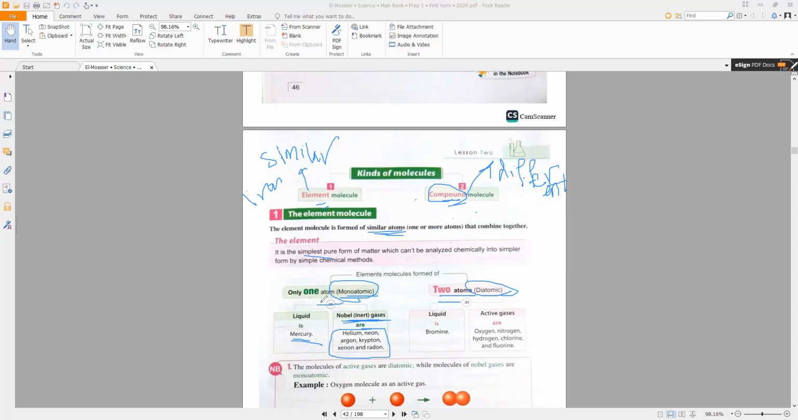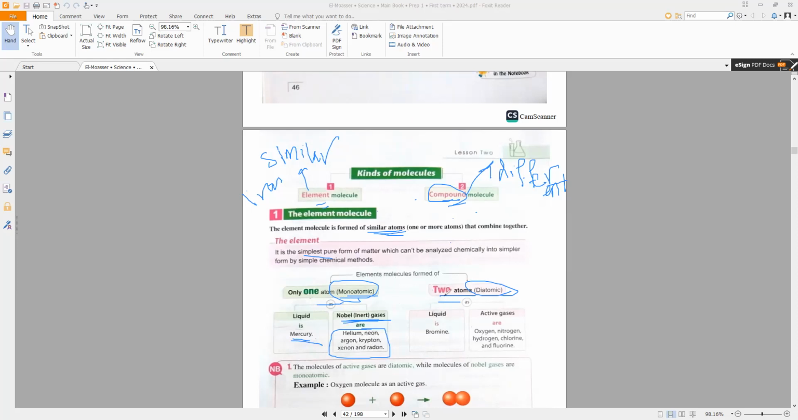The only liquid that is formed from one atom element is mercury. But the noble gases, helium, neon, argon, krypton, xenon, and radon, are monoatomic gas molecules. Monoatomic means consisting of one atom.